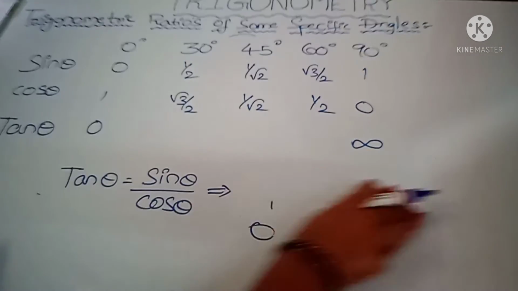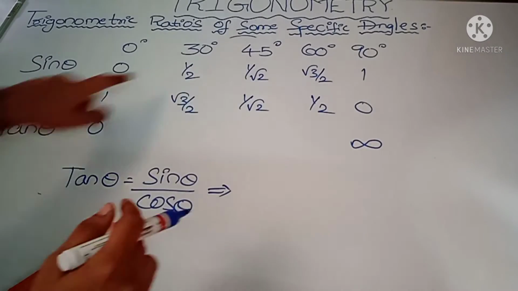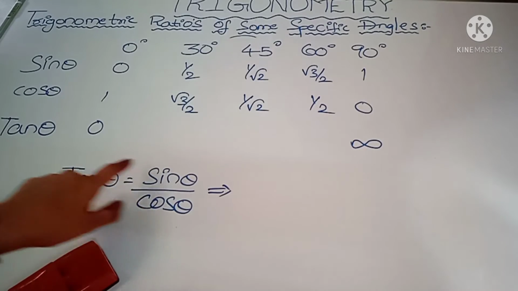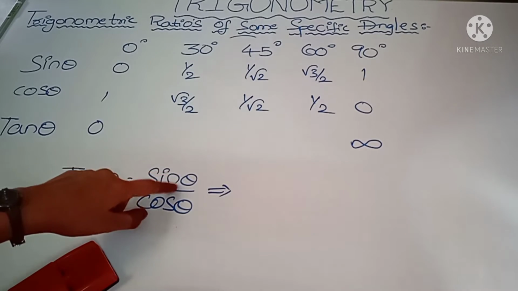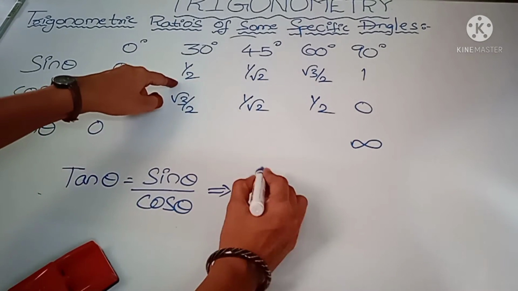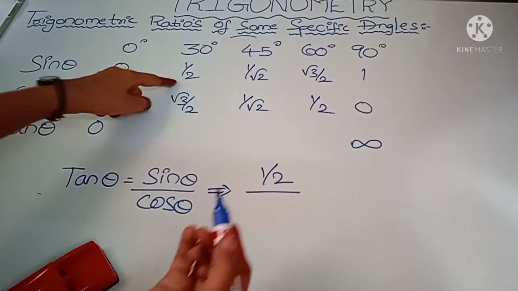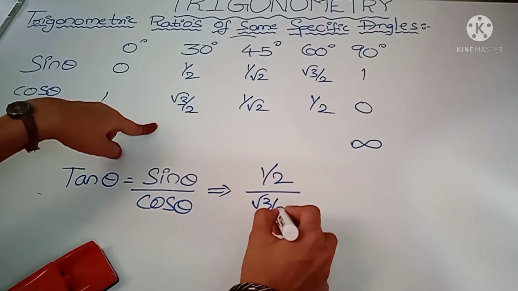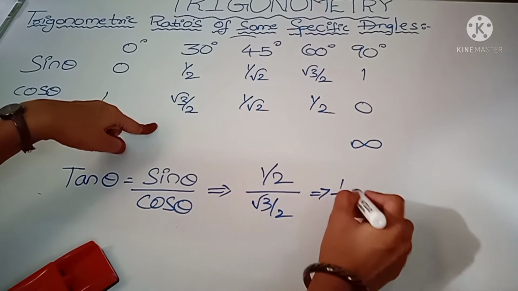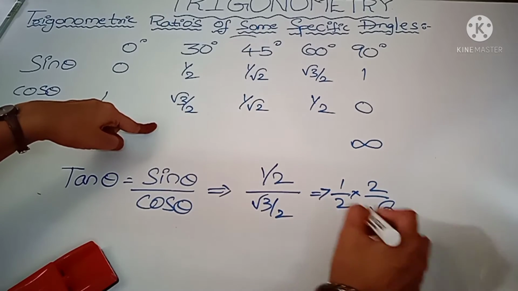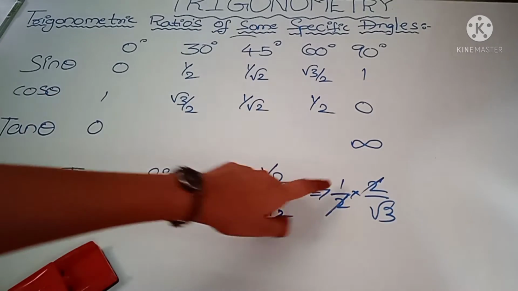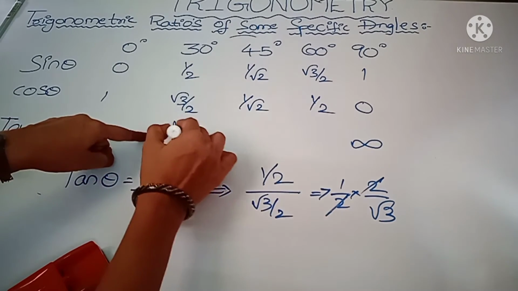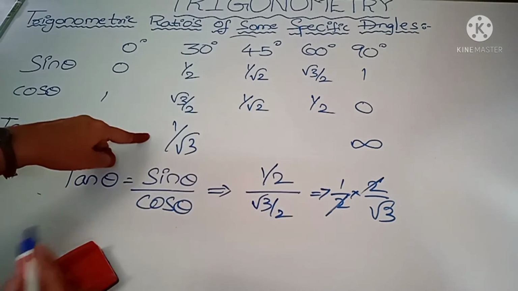Next one is tan 30 degrees. We need to find the value of tan 30 degrees. What's the value of sin 30? 1 by 2. Yes. And what's the value of cos 30? Root 3 by 2. It can be written as 1 by 2 into 2 by root 3. 2 gets cancelled. What is the value? 1 by root 3. So tan 30 degrees is 1 by root 3.